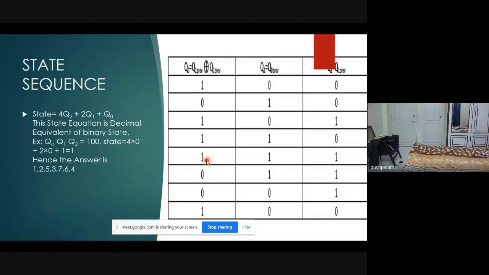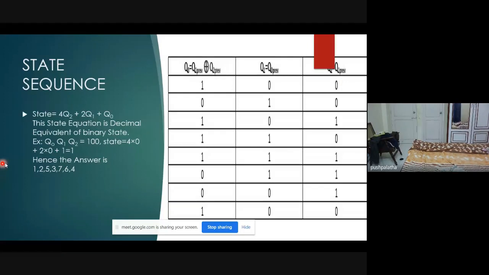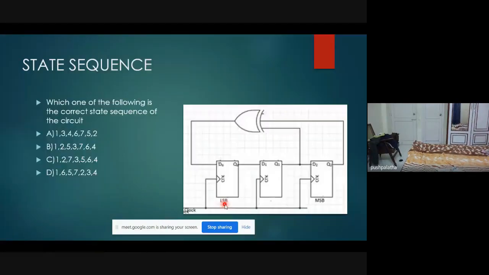So all these conditions, see, while writing itself you will get the answer. So 1, 2, 5, 3, 7, 6, 4 you will get. So your option is actually C. 1, 2, 7, 3, 5, 6, 4. Option is actually 3. Clear? So this is the way you need to solve the state sequence.